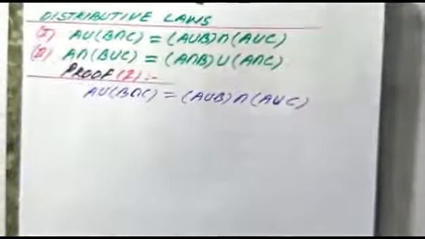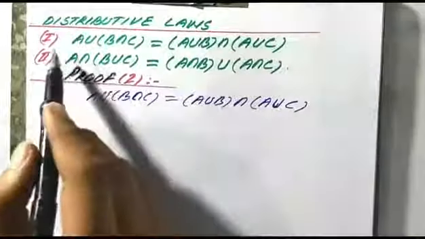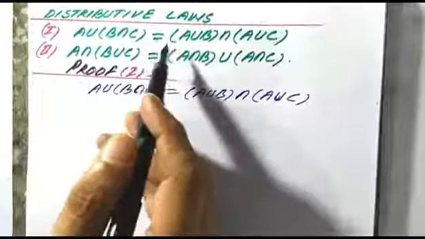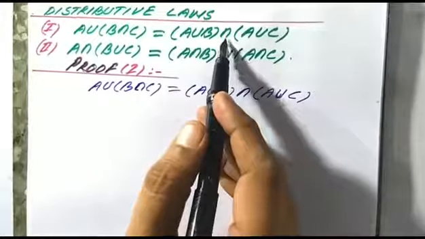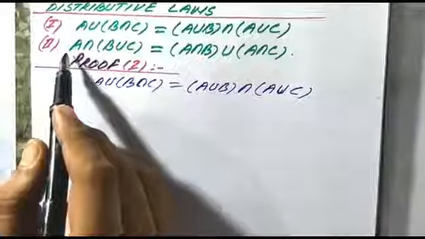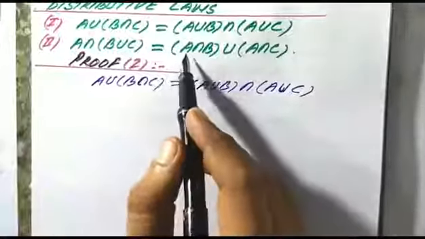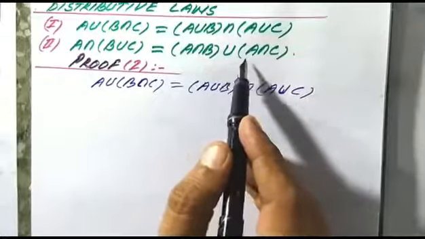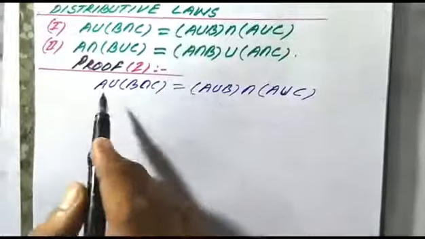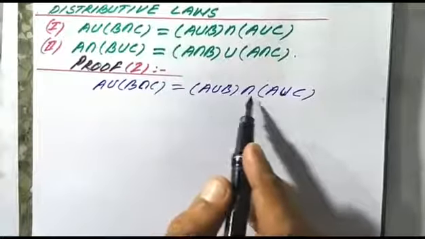Now the next laws to be discussed are distributive laws. The first distributive law is A union (B intersection C) is equal to (A union B) intersection (A union C). And the second distributive law is A intersection (B union C) is equal to (A intersection B) union (A intersection C). Now we are going to prove the first distributive law, that is A union (B intersection C) is equal to (A union B) intersection (A union C).